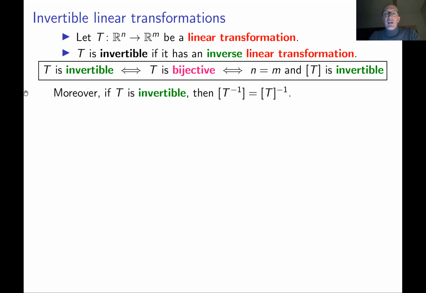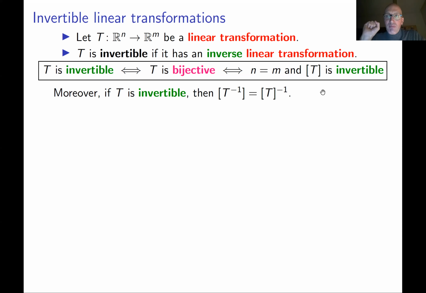Okay, good. The detailed proof of this result is in the lecture notes. Let me just briefly mention the proof of one direction of this arrow. If T is a bijection, then T is invertible and actually N equals M. And from my proof will follow also that T is invertible, if you use one of the equivalent conditions for a matrix to be invertible.